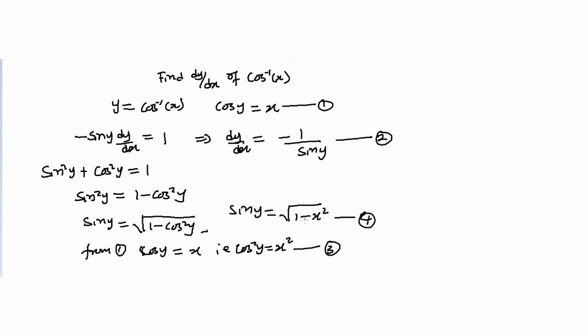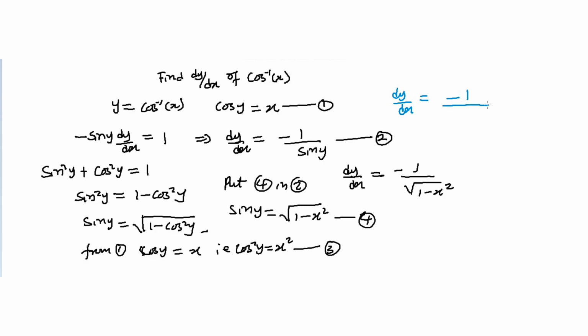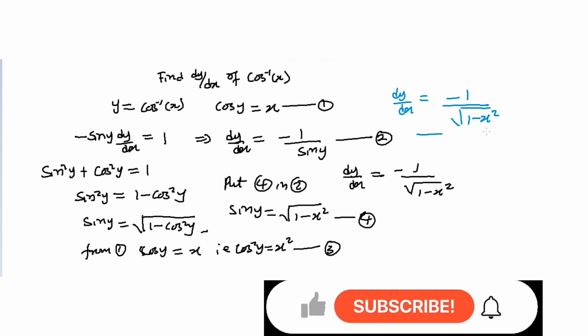And also we are going to substitute equation 4 into equation 2. We put 4 in 2, then that means dy dx will be equal to minus 1 over square root of 1 minus x squared. Then to round this up, that means our dy dx will be equal to minus 1 all over square root of 1 minus x squared.